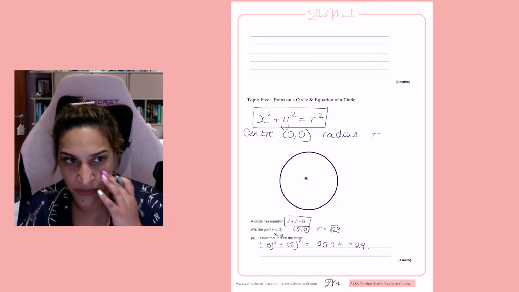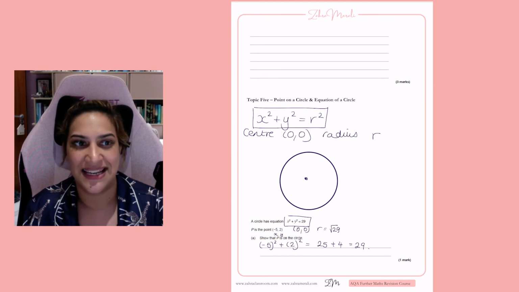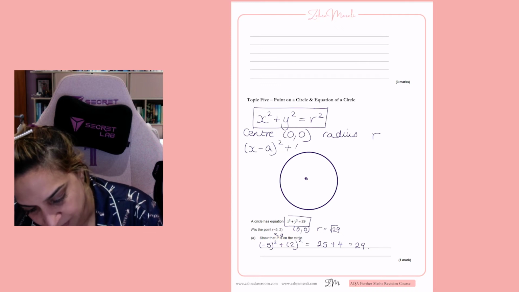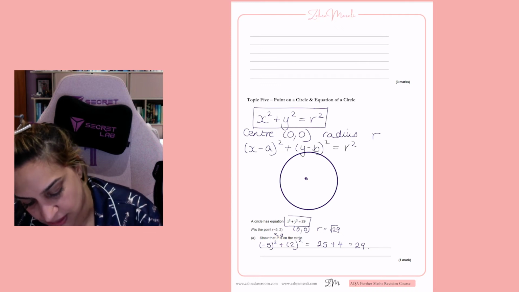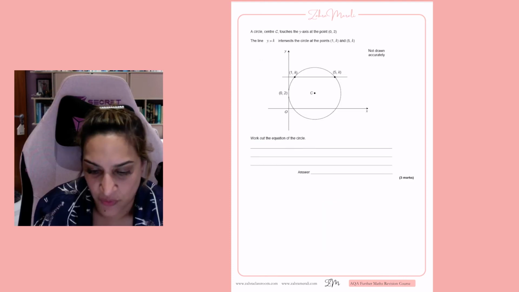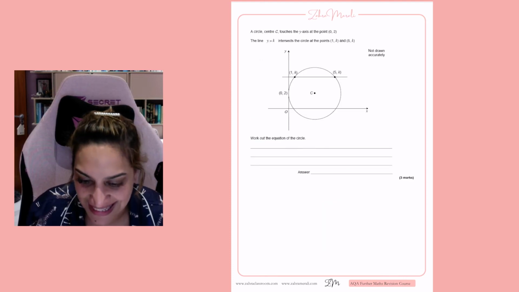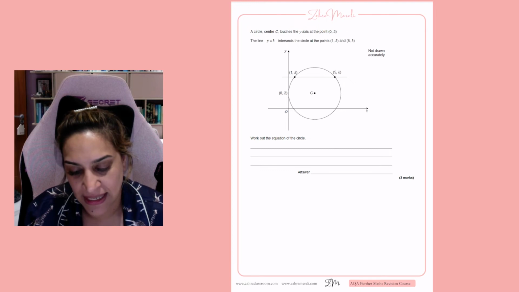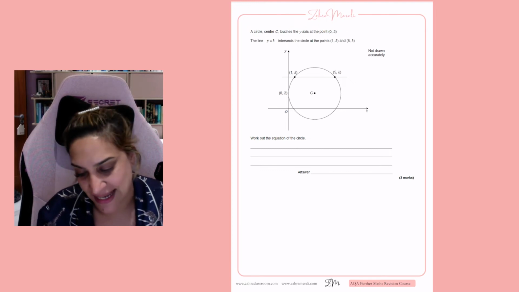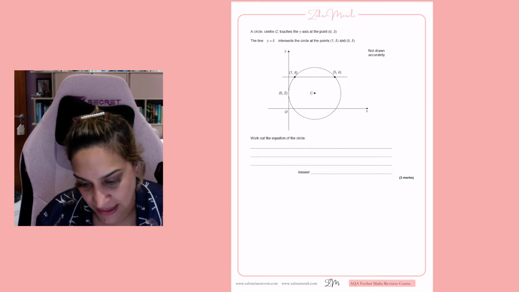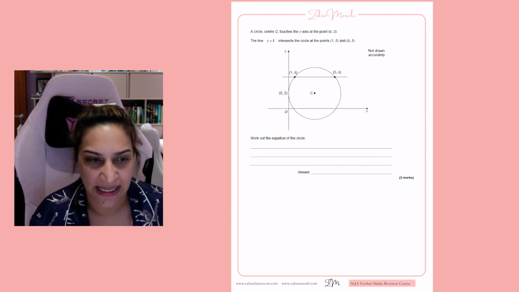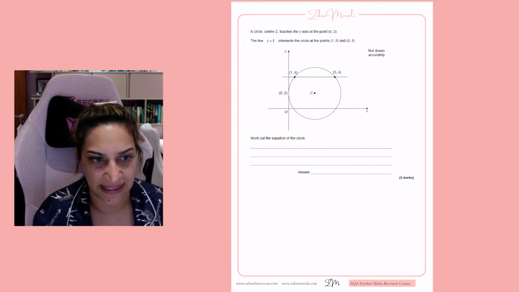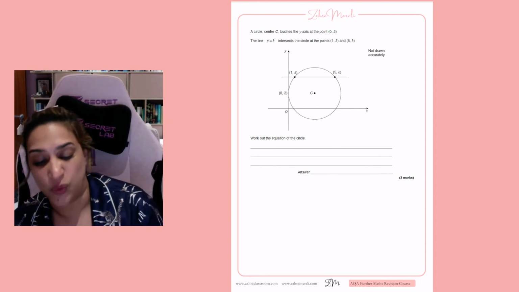Now, what did we say? Sometimes the center shifts. And when it does, we have x minus a squared plus y minus b squared equals r squared. That's when the center isn't quite 0, 0. So we've got a circle with center C, and it touches the y-axis at the point 0, 2. And the line y equals k intersects the circle at 1, k and 5, k. We've got to work out an equation of the line. So we need to work out what the center is and what the radius is.